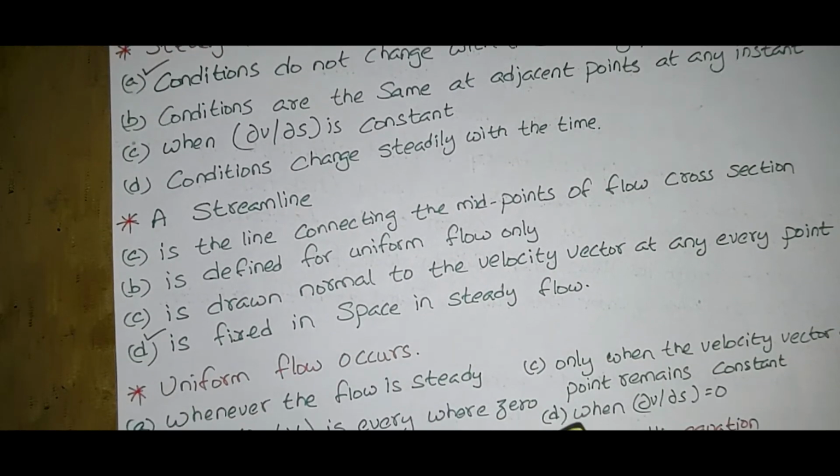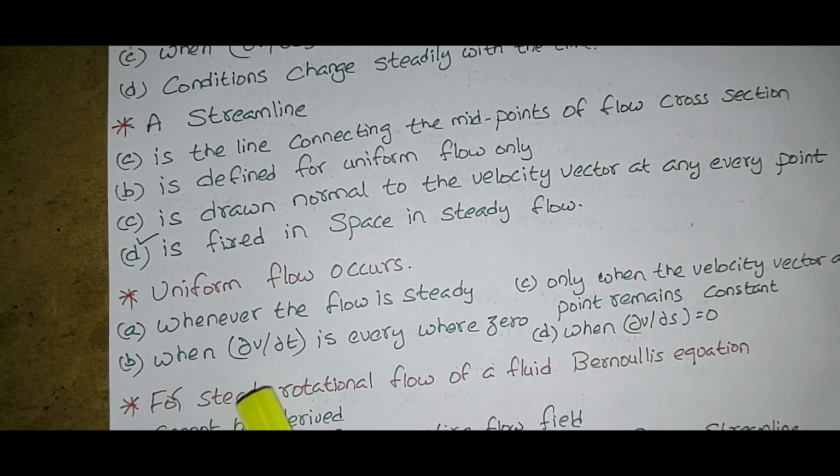Uniform flow occurs whenever the flow is steady, only when the velocity vector at any point remains constant. When dou v by dou t is everywhere 0, when dou v by dou s is 0.